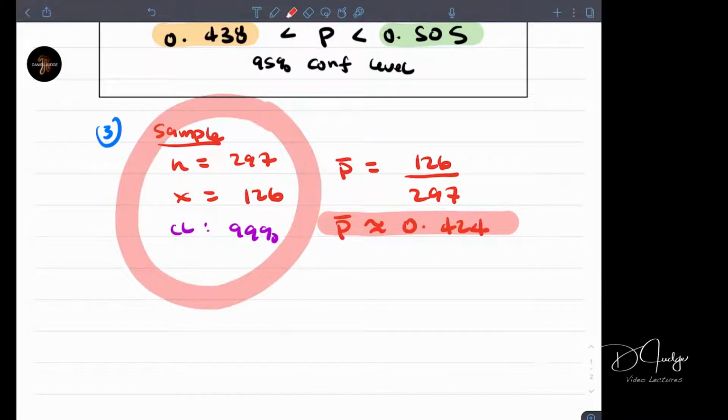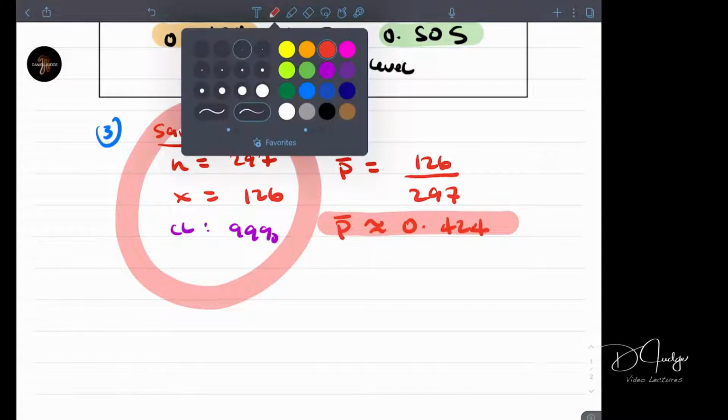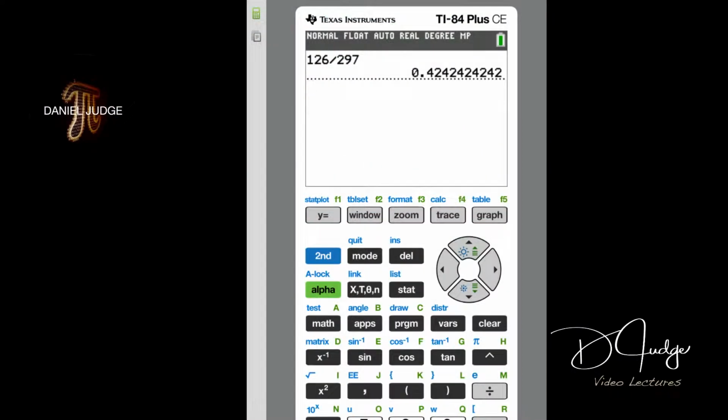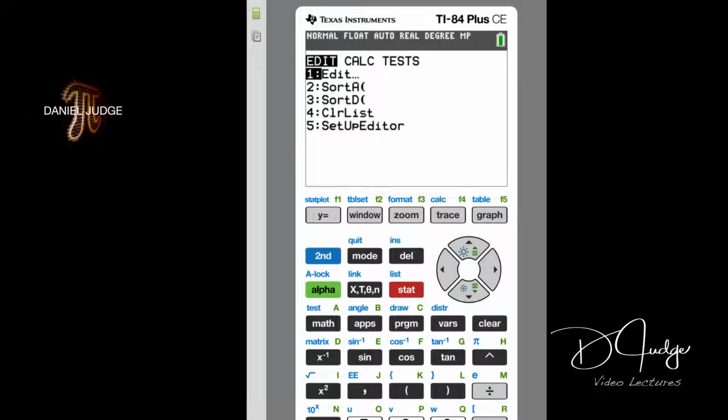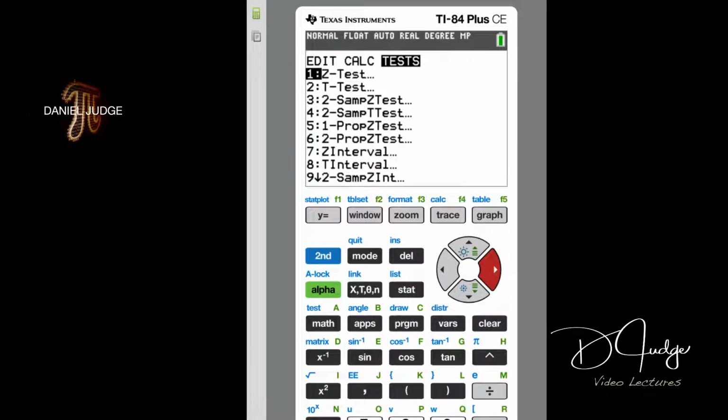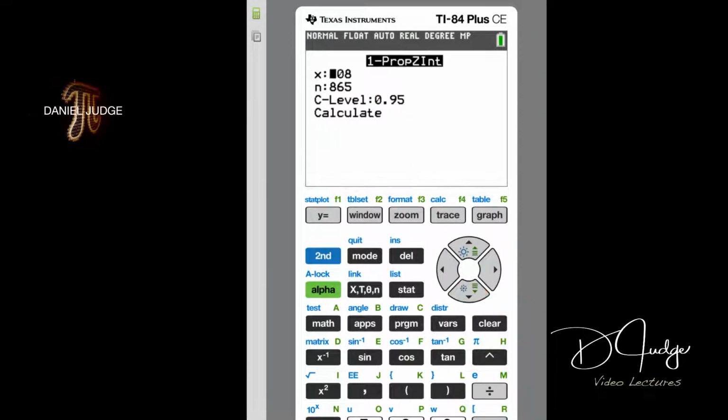Now, we're going to enter all of this information in the TI. So we're going to hit stat, test, 1 proportion z interval. Okay, 126 successes. Oops, let's go back and delete that. That's out of 297, ladies and gentlemen, sample size. They want the 99% confidence level.